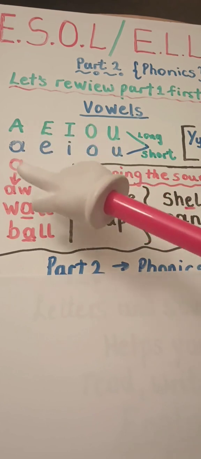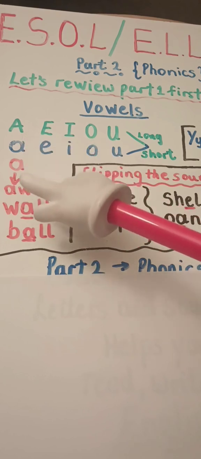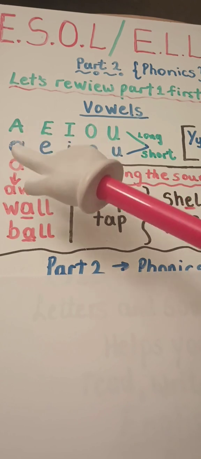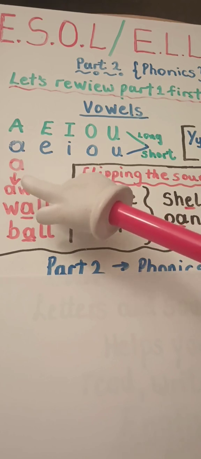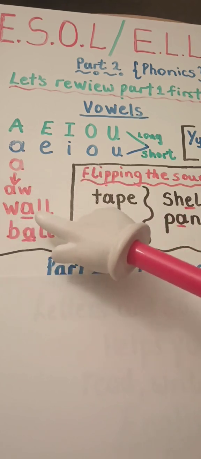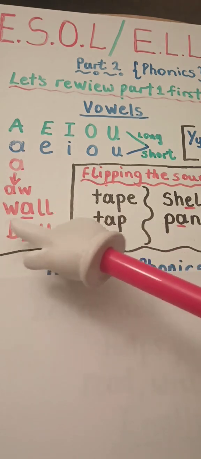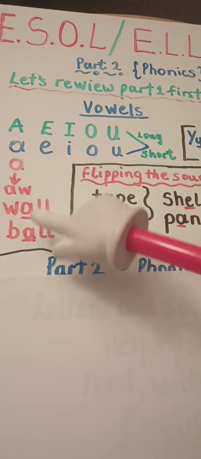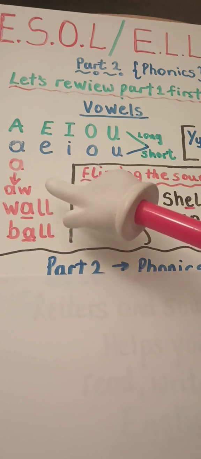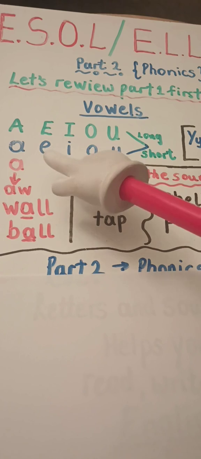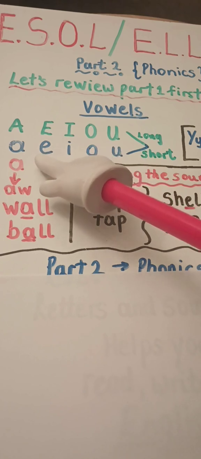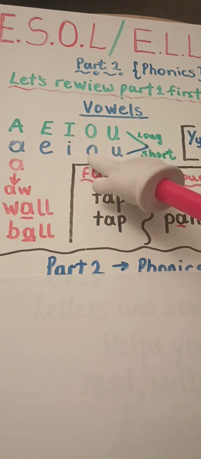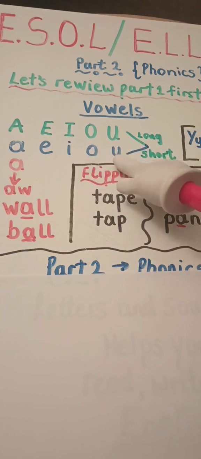So A basically has 3 sounds in the alphabet. A, which is the short sound, or all. And it appears in words like wall and ball. We don't say wall or bow. It's wall and ball. So A in these words have the all sound. So you should also be aware of that. The next short vowel is E, A, or U.